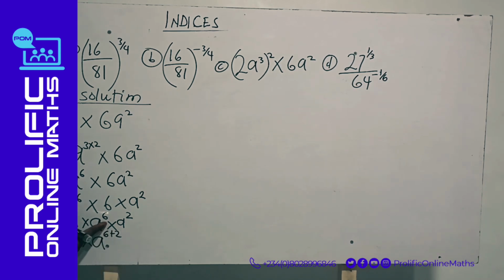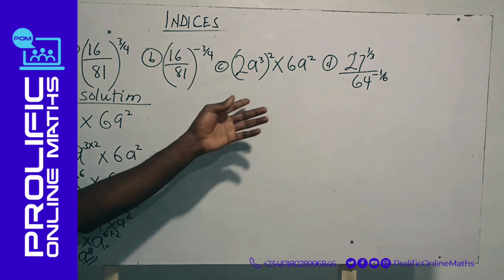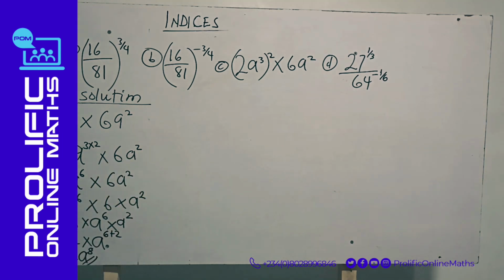Product rule of indices. When you have multiplication, you have to add the indices, and that will finally give us 24a raised to power 8. Final answer. So this is the solution to question C that we are simplifying from our example. As you can see, we express it like this and follow it step by step.